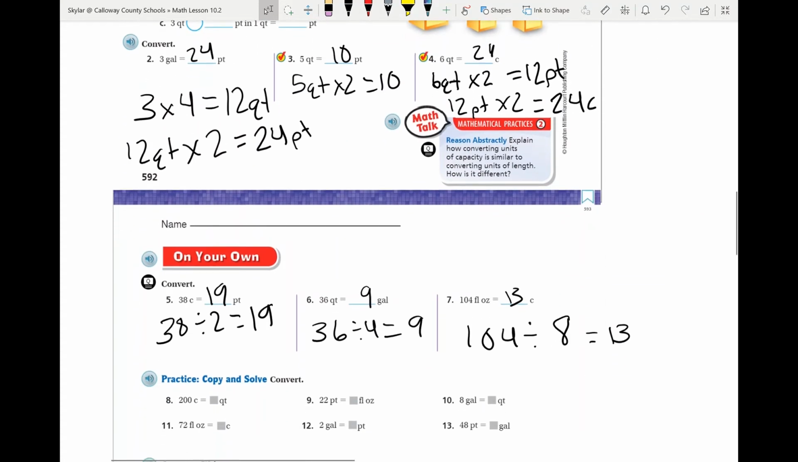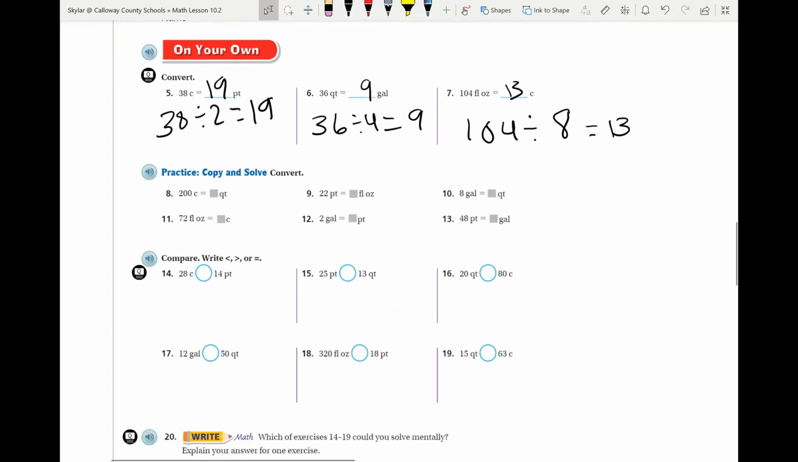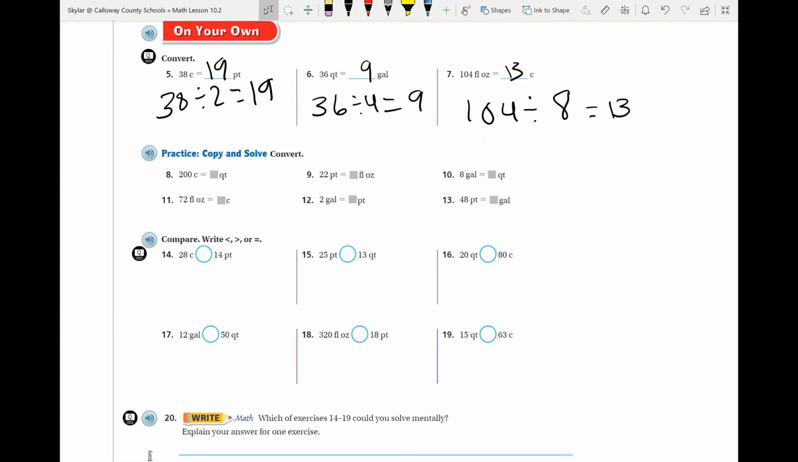So there are 2 cups in a pint, so we divided by 2, got 19. Same thing for numbers 6 and 7. Divide 36 by 4 to get 9, 104 by 8 to get 13. I bet we've got that down pretty well. But let's check out these next few. What I'm going to do, I'm going to work out 8 and 9 for you all. And I'm also going to work out 14 and 15, and I'll let you all do the rest.